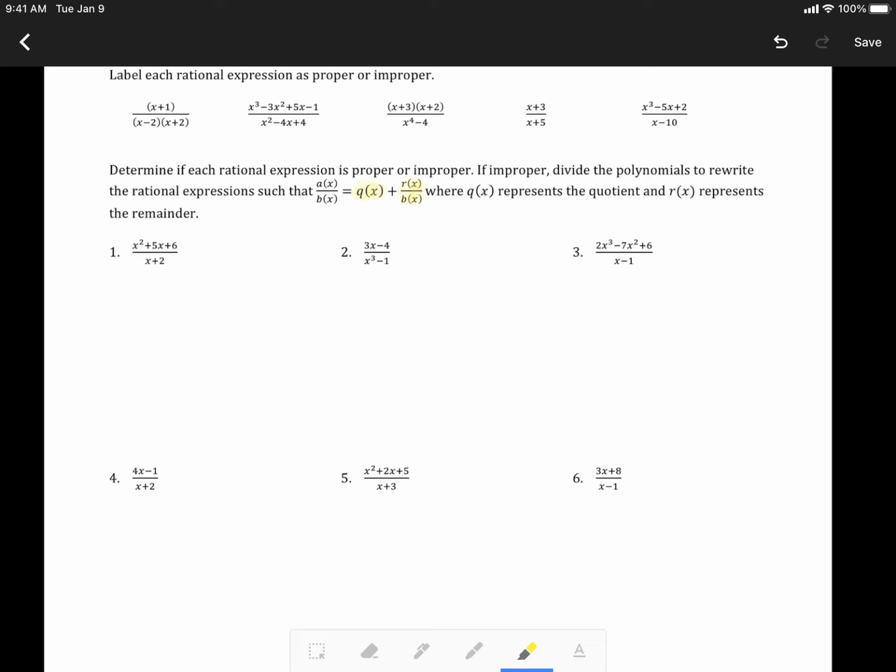So let's go ahead and scan through these first and determine which ones are proper and which ones are improper. I'm just going to be looking at half of them. I'm not going to do all 6 of them. I'm going to give you the solutions to half. So take a moment, scan through, determine which ones are proper, which ones are improper.